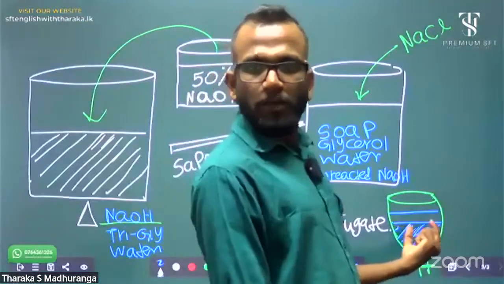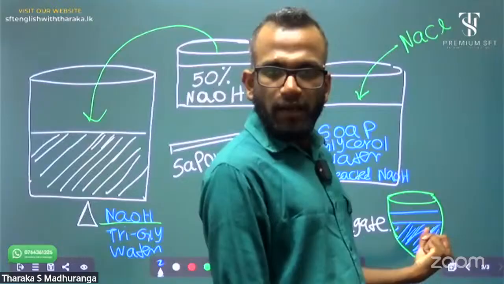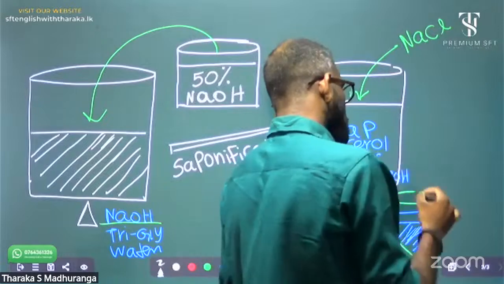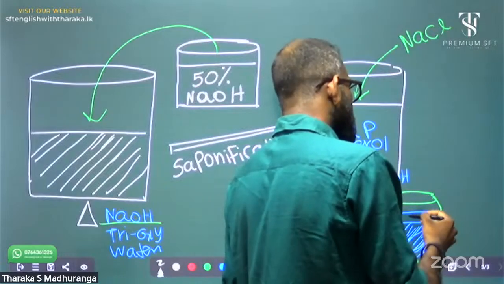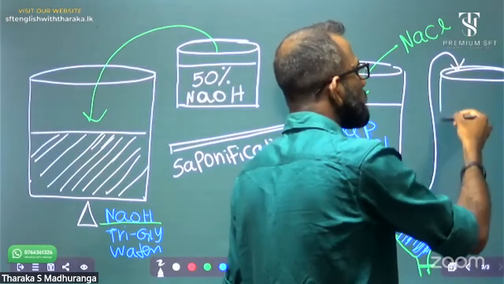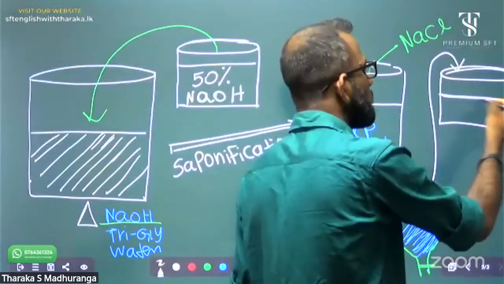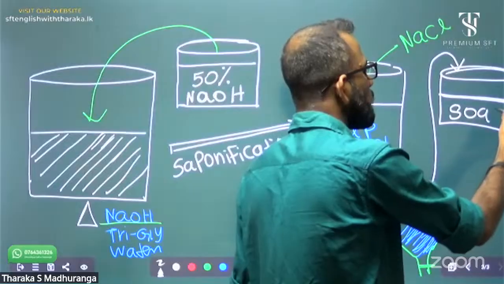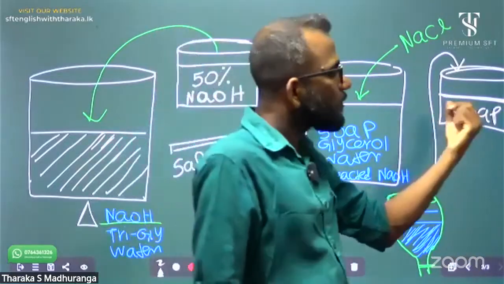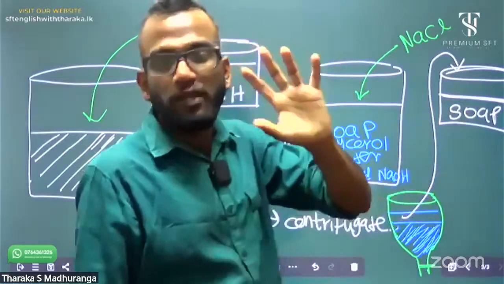Now this is a soap layer. Especially they have a pump. Now this soap layer is pumped into another container. Okay, now this is a purified, separated soap. That's only soap, no glycerol. It has some impurities, but just soap without glycerol.